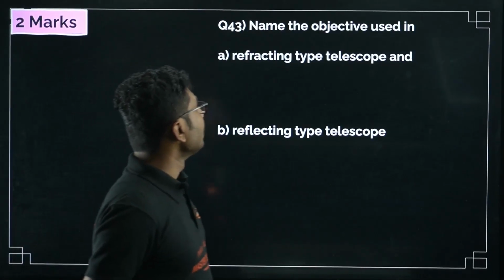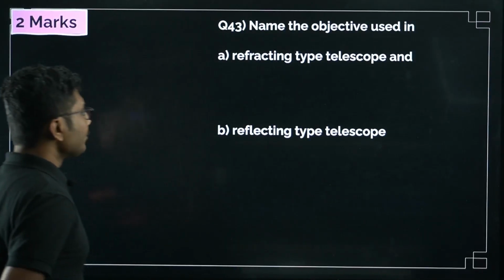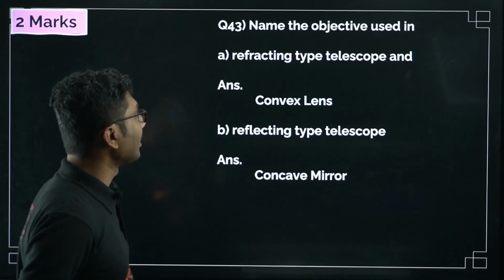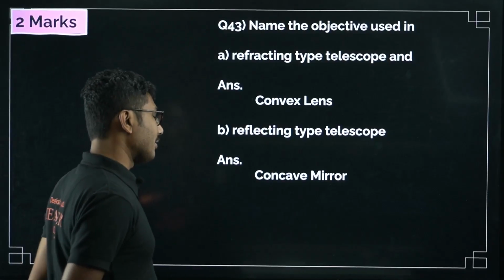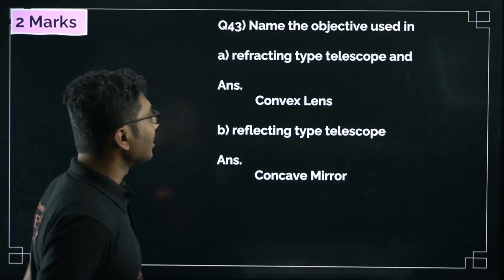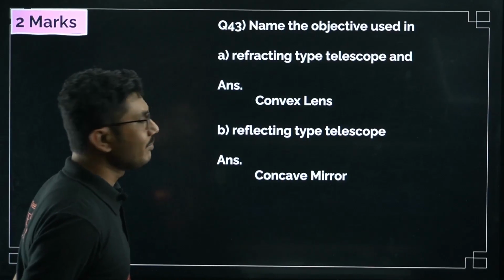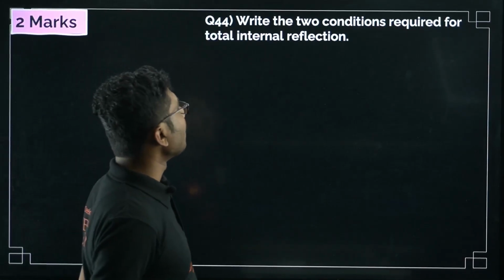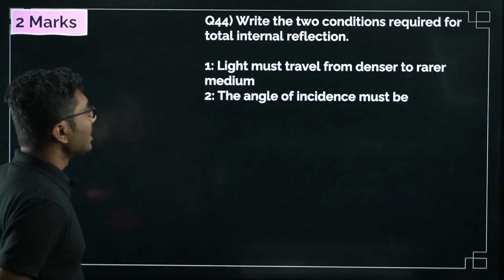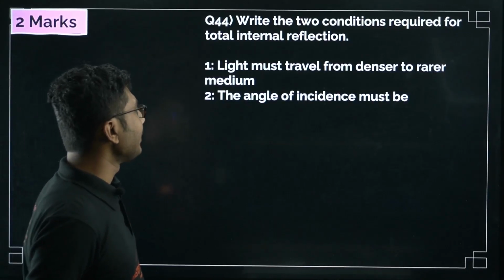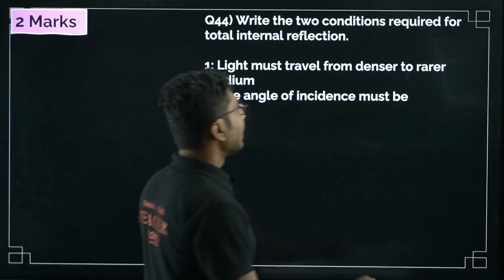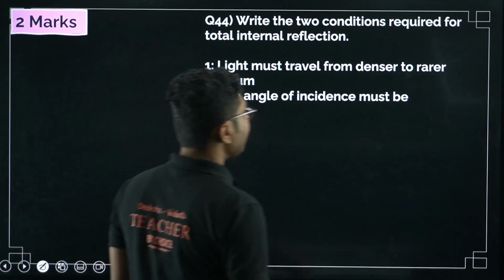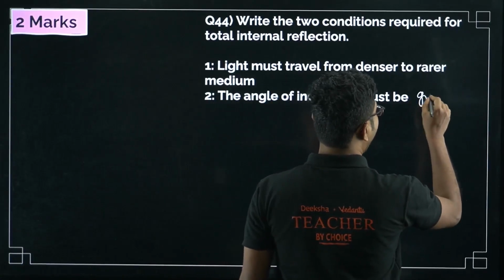Name the objective used in refracting type telescopes and reflecting type telescopes. What is the objective used in refracting type, reflecting type? Convex lens in refracting type, and obviously in reflecting type it is a concave mirror. Write the 2 conditions required for total internal reflection. Light must travel from denser to rarer medium. The angle of incidence must be greater than the critical angle between the media.